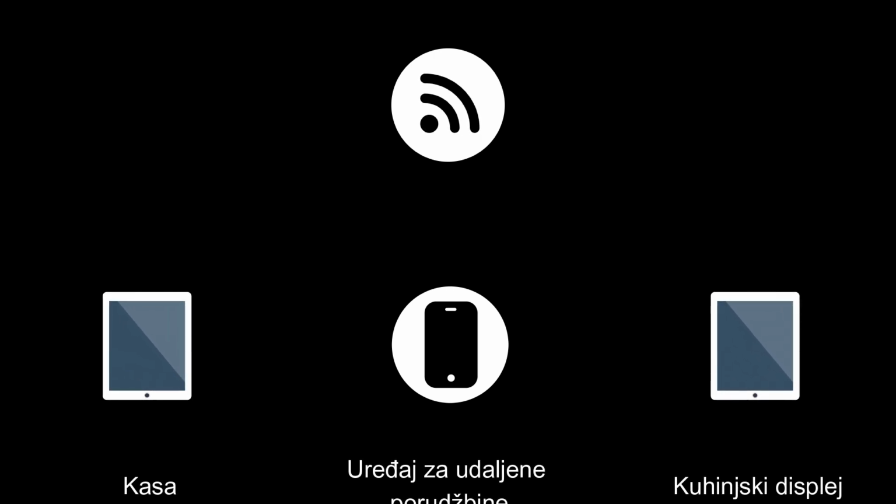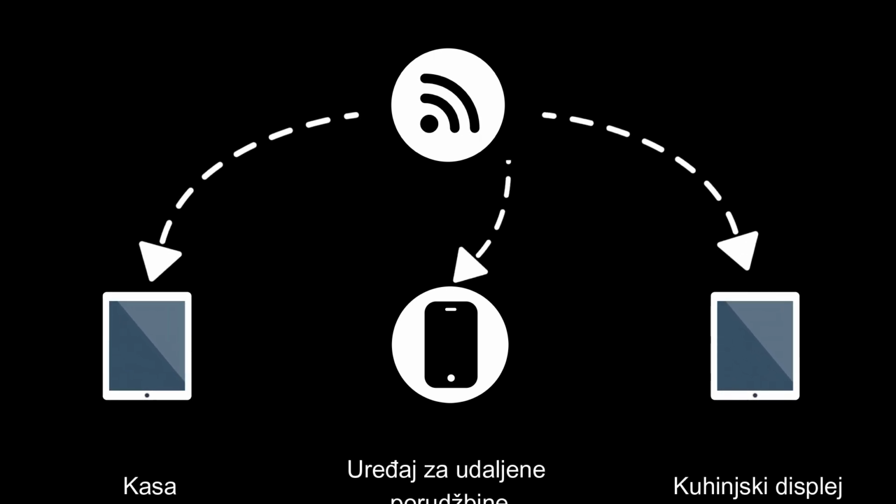Presentation of working with terminals and kitchen display system. The Aria software enables the registration of various terminals for operation in your hospitality establishment. The cash register is the basic type of terminal. In addition to the cash register, your device can be registered as a remote ordering device or as a kitchen display system. All terminals communicate with each other over the local network in your establishment.